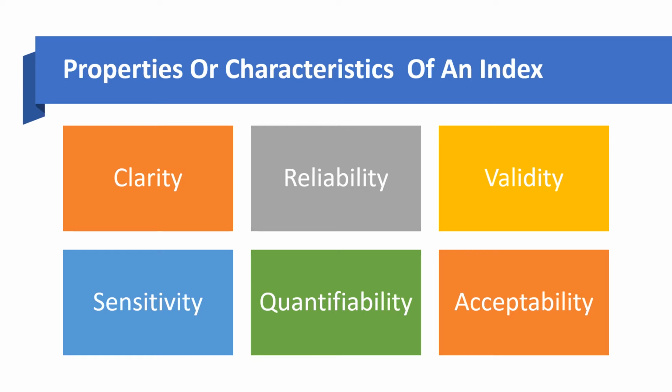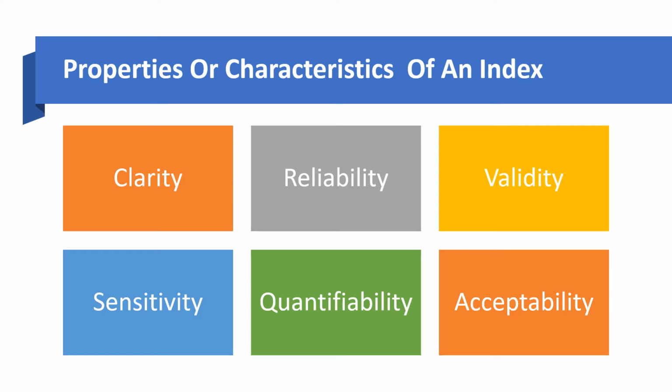So, what are the properties of an index? Under ideal situations, all things being equal, an index must be able to meet certain characteristics. There are things you expect from an ideal index before you can say this index is good for use. First, clarity. An index must be clear enough. So the process of using the index must be clear.